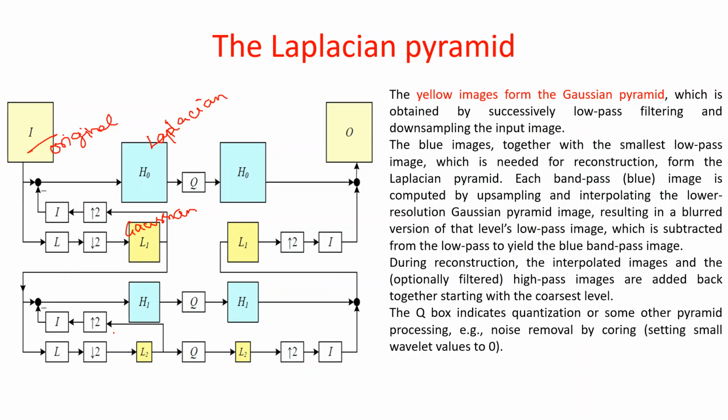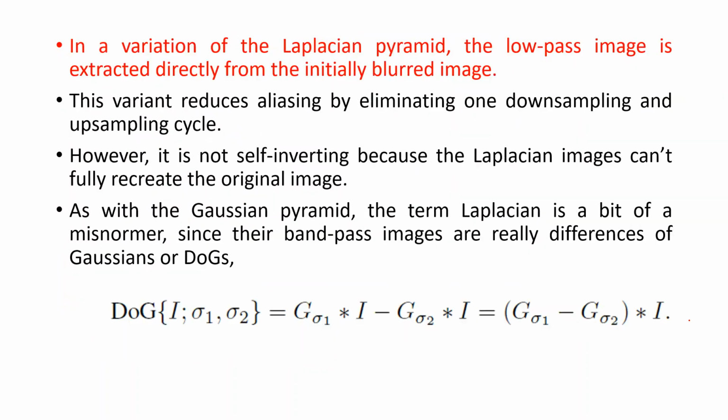So on the right side of the image, first I am going to take the Gaussian one. If I have the Gaussian image, I have to perform only two steps, only upsampling and interpolation. So upsampling and interpolation provides the original image. This process will be repeated to produce a final image. And the intermediate Q represents quantization or some other pyramid processing. It can be used for any kind of noise removal.